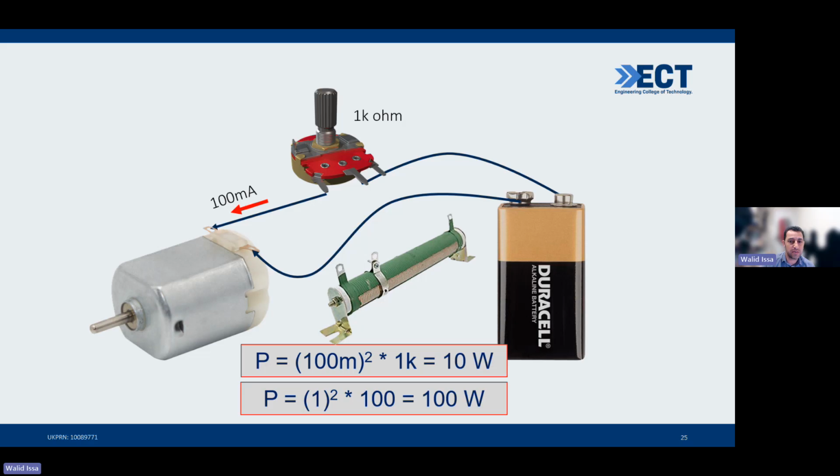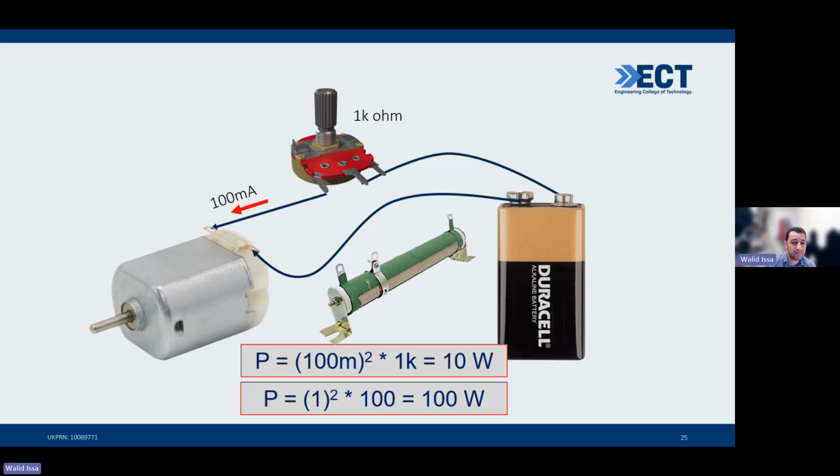But let's assume these values, 1 kilohm here and 100 milliamperes here. What are the power losses? The power loss equation says I squared, which is the current squared, multiplied by the resistance. The current squared multiplied by the resistance is about 10 watts here. 10 watts is not big, and yes, you can find in the market a 10 watt resistor, maybe half of your finger, which is okay.